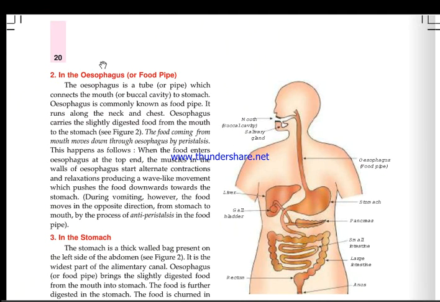And the second organ is called the food pipe, also called the esophagus. It is a tube-like structure, which you see in this figure. This is the esophagus or food pipe. Simply we will say that it connects the mouth and the stomach, so food easily runs to the stomach through this food pipe.